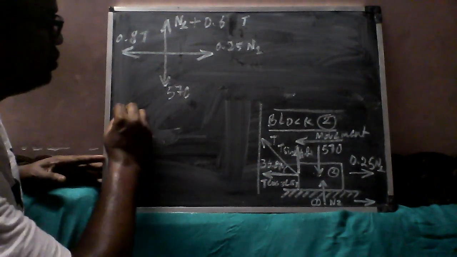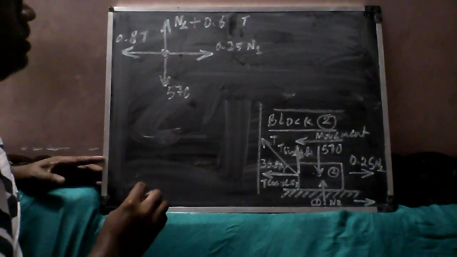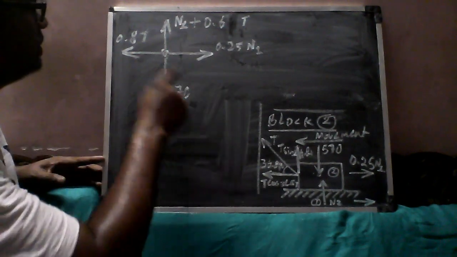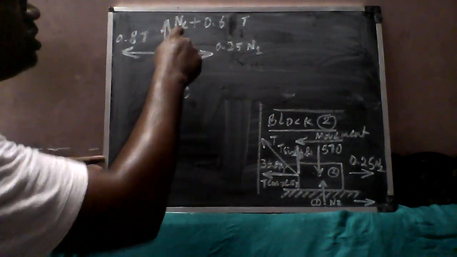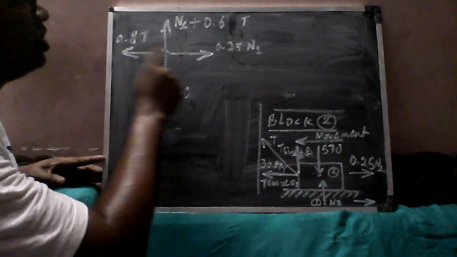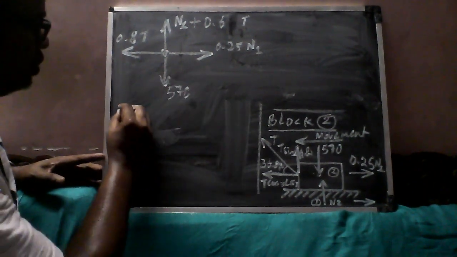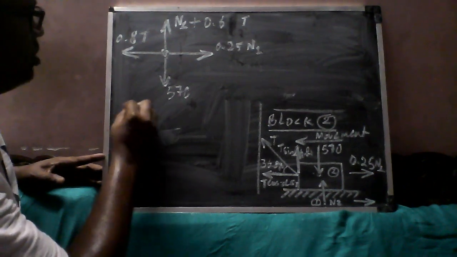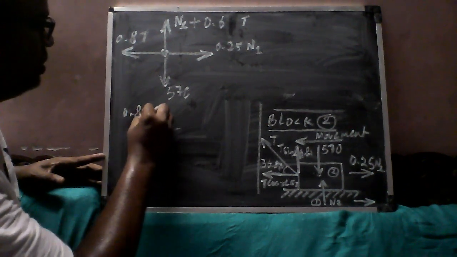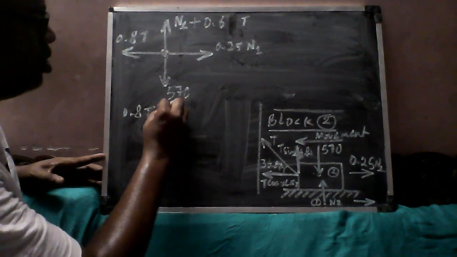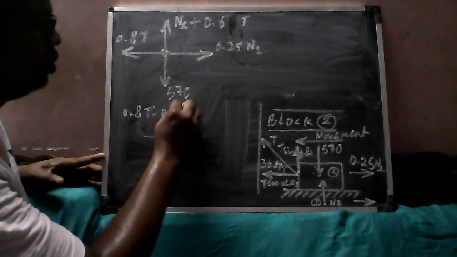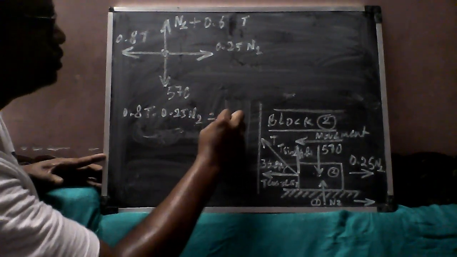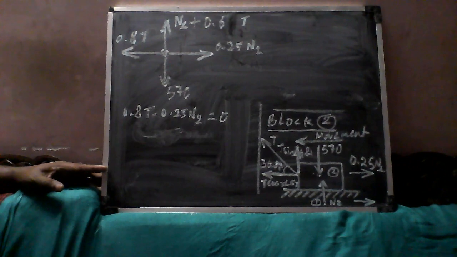Okay. By using the equations of equilibrium, I can write two equations in this. This is equal to this, this is equal to this. That is, the vertical component, both are equal. Horizontal component, both are equal. So 0.8 T minus 0.25 N2 is equal to 0. There is one equation, I can write it.